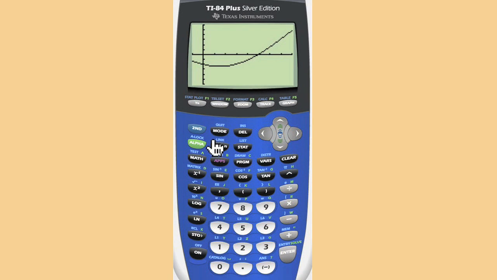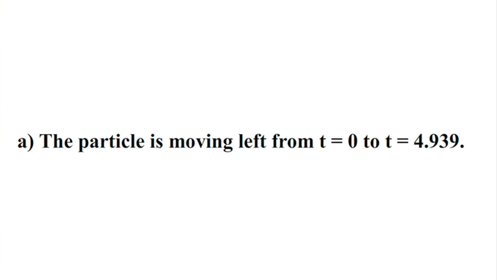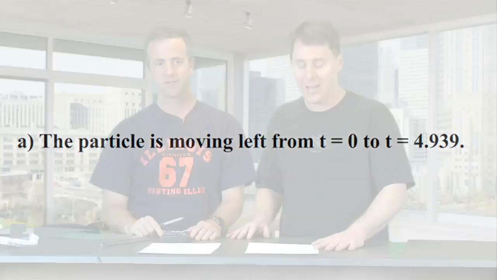Luckily, that's easy to do on our graphing calculator. Hit second, quit, then go down to the stow key, hit stow, and then alpha A, and enter. Now, anytime you hit alpha A, that number will appear. And the perfect answer for this particular question would be the particle is moving left when the velocity is negative from time equals 0 to time equals 4.939. Let's move on to part B.